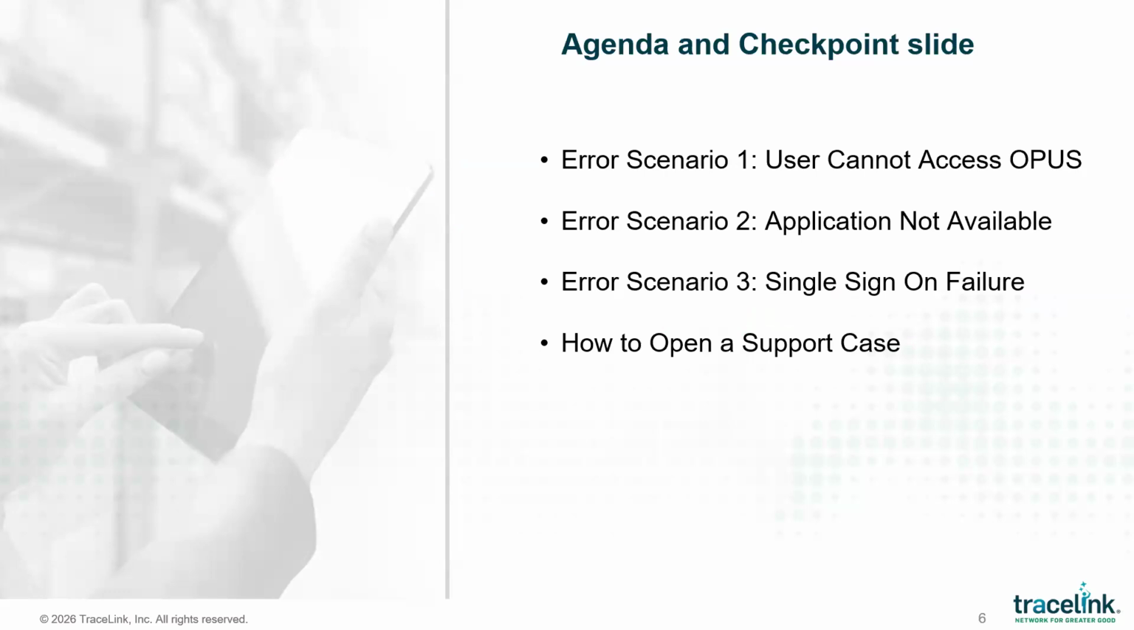On the agenda today, we're going to take a look at a few scenarios. Error scenario one, the user can't access Opus. For scenario two, the application isn't available. Scenario three, there is single sign-on failure. And then lastly, we'll take a look at how to open a support case.